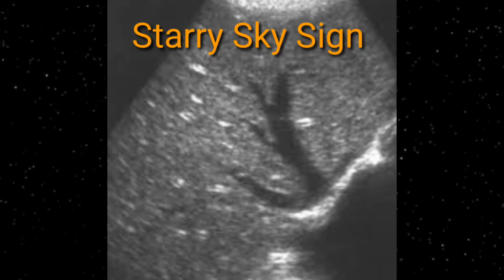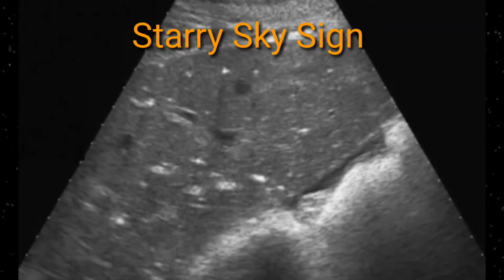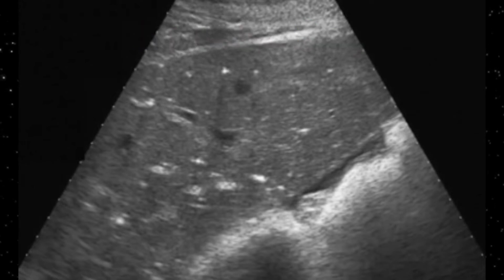This is another image. On this image you can appreciate the same characteristics, a hypoechoic liver with echogenic portal veins. However, the hepatic vein is not affected because it does not contain any wall. Only the portal veins are affected and appear echogenic on the images in acute hepatitis.